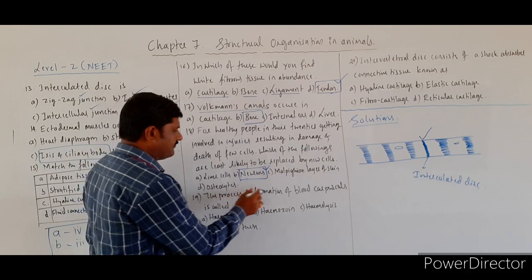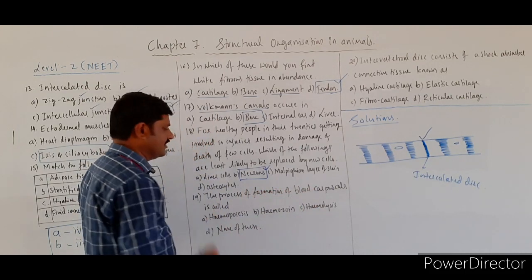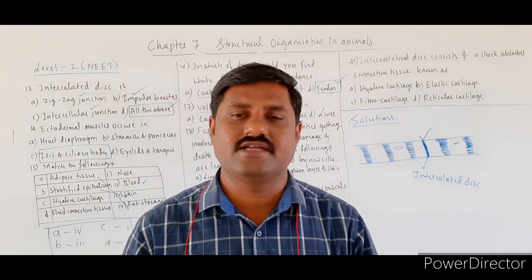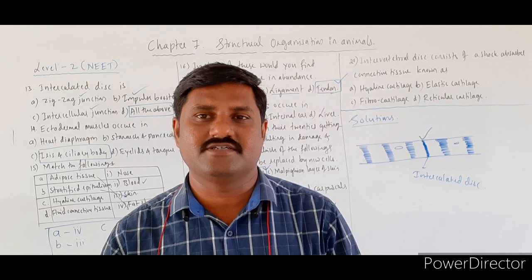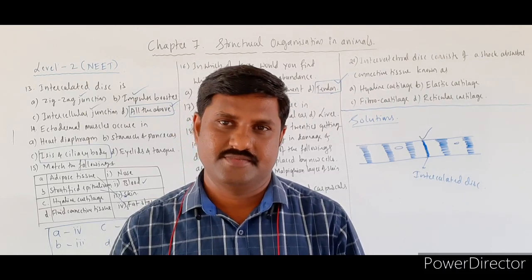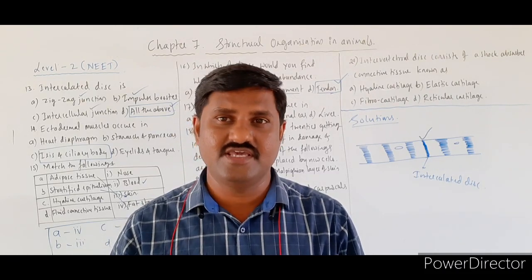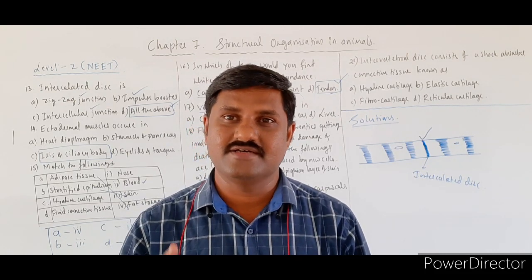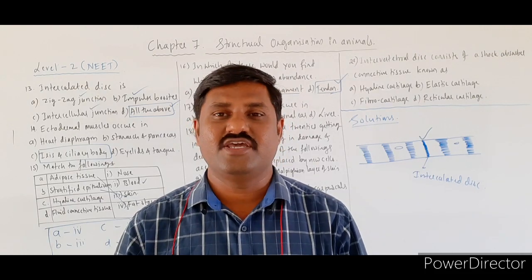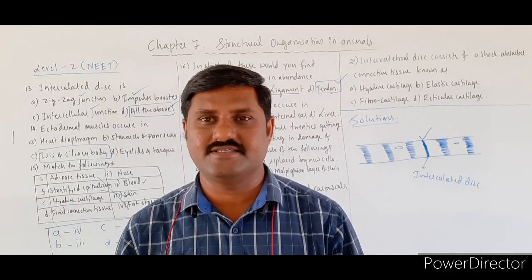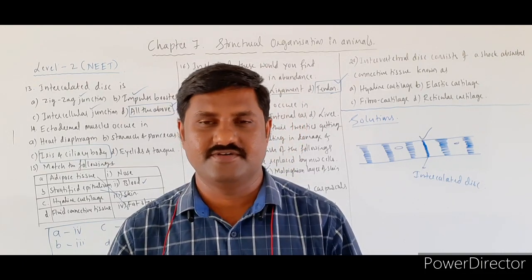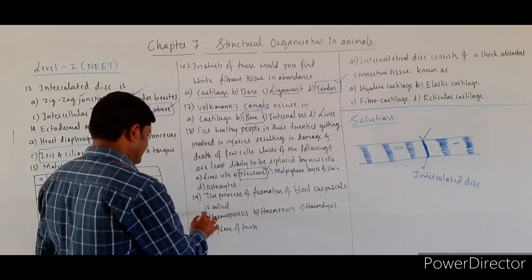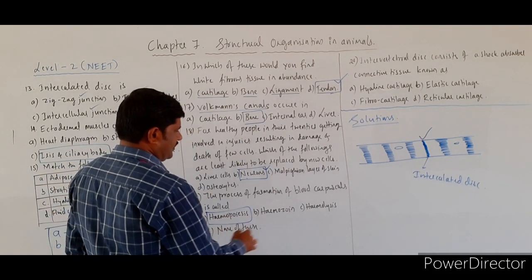The process of formation of blood corpuscles is called as. Blood corpuscles are nothing but WBCs, RBCs, etc., right? The process of formation of RBCs itself is called erythropoiesis. The blood is called heme. Heme means blood. Hemoglobin, you know, is the blood pigment. Like that, hemopoiesis is the process of formation of blood also. Blood corpuscles, right? So the answer for this question is hemopoiesis.